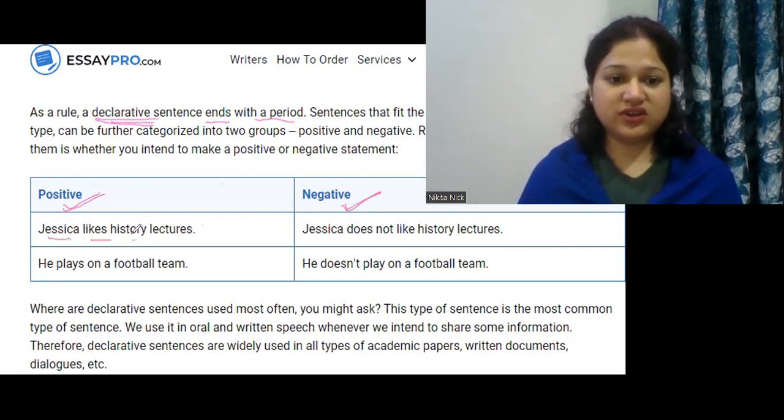Jessica likes history lectures. So pay attention to the verb. Here it is like plus S. Likes for third person, Jessica. What she likes? She likes history lectures. He plays on a football team. If here I use I, I would say I play on a football team. Instead of saying I plays, I would say I play. So here, he plays on a football team.